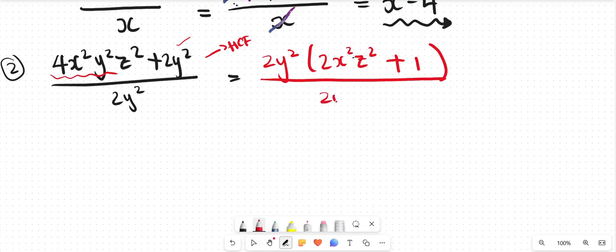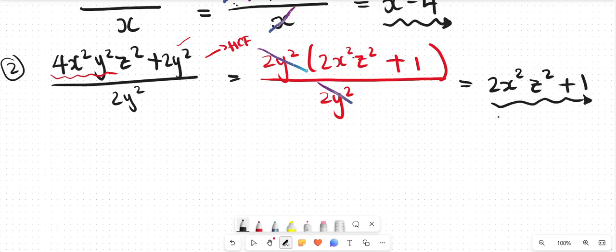And all of this is being divided by a 2y squared, and the 2y squared and the 2y squared cancel, so my final answer is 2x squared z squared plus 1. And that's how you simplify that type of fraction. All right, we'll do 10 questions on these, so let's keep going. Let's do the third one.